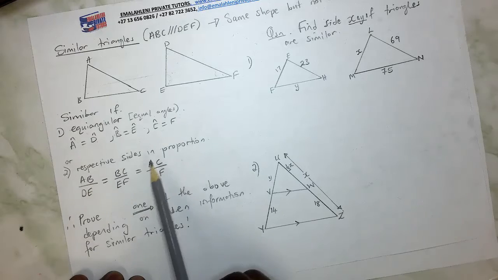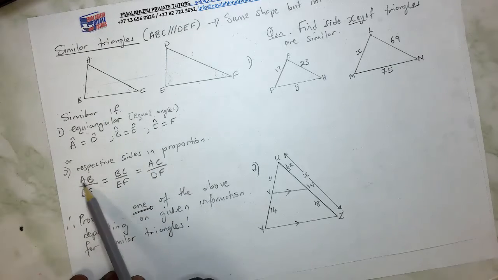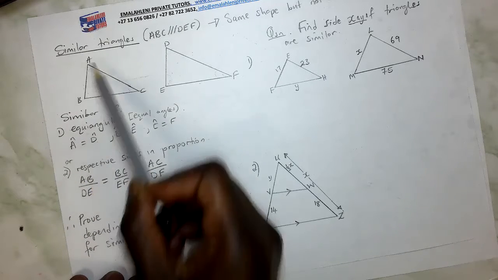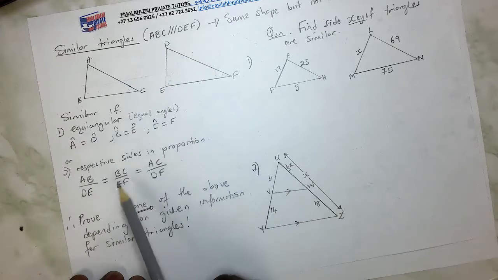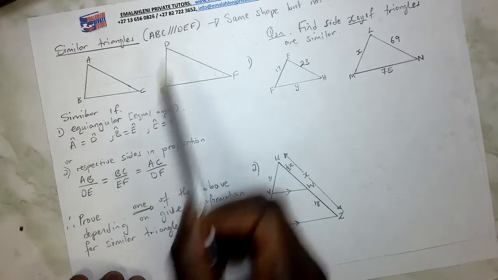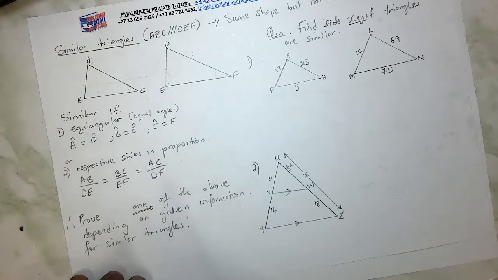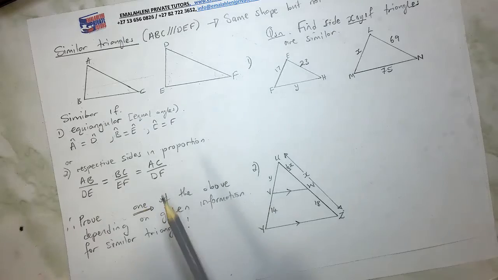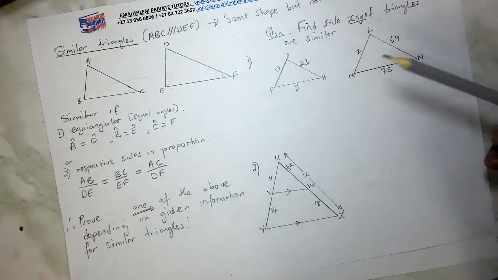Now, in terms of proportion, we are saying AB over DE should be equal to BC over EF, and it should be equal to AC over DF. That's what we are saying if they are similar. So you must be able to prove that those sides are in proportion. Once you do that, it shows that you have answered the question.